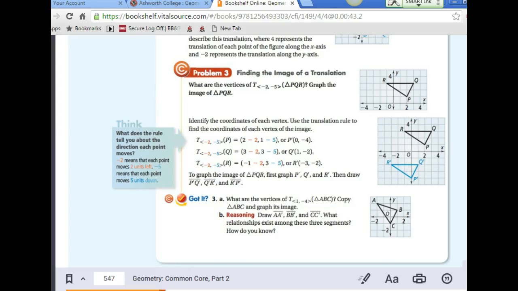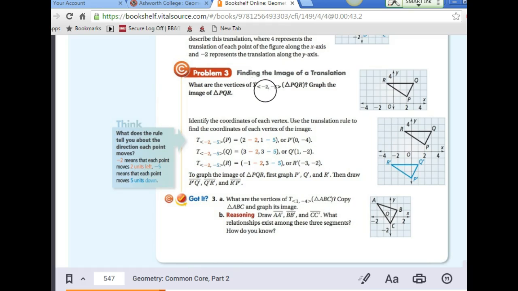Hello, this is problem number 3 for your lesson 9-1 in your Geometry Part 2 textbook, found on page 547. A translation is simply sliding a figure either up or down or left or right, or a combination of both. And so what this one wants us to do is find what the vertices of the transformation are.